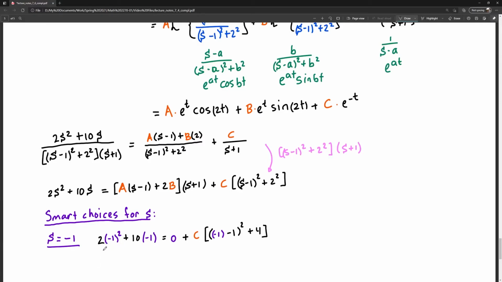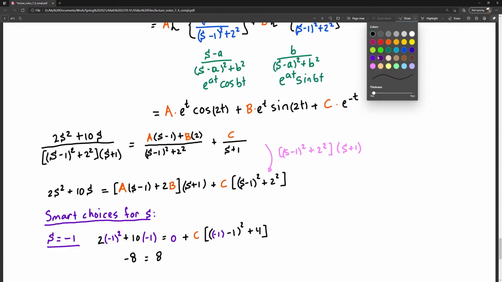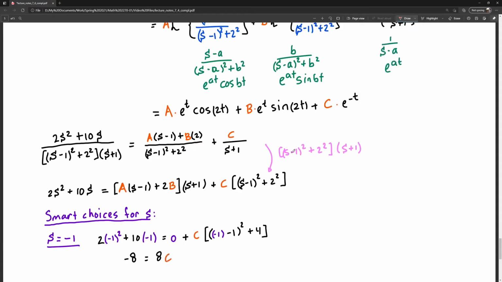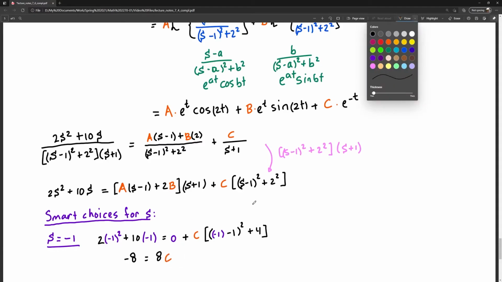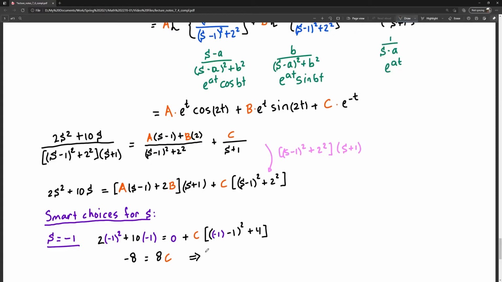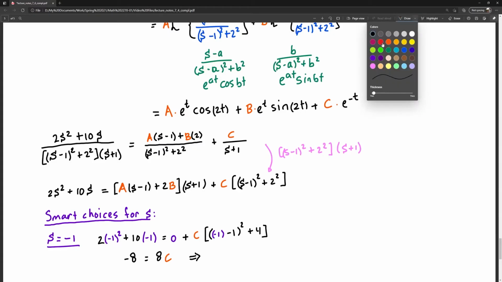So on the left, we get 2 minus 10 is -8. And on the right-hand side, we get c times, and this is 2. -2 squared gives us 4 plus 4 is 8. So that gives us 8c. And so we have our first coefficient, therefore, is c equals -1.